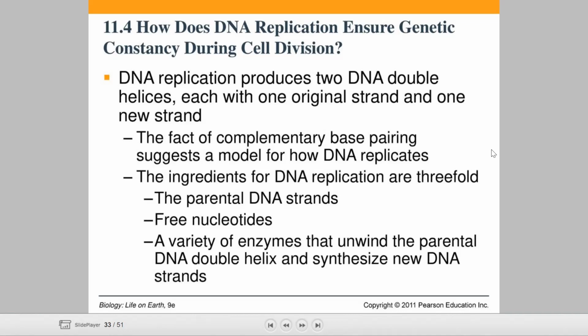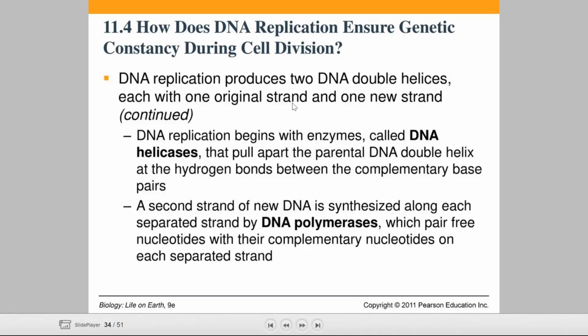First, the parental DNA strand should be there. Second, the free nucleotides. The free nucleotides are the raw material that you need to make the new DNA molecule. And the third one, do not forget the enzymes, because enzymes hold a very vital role in life. A variety of enzymes, not just one enzyme but many, will unwind the parental DNA double helix, and then some of them will synthesize the new DNA strands.